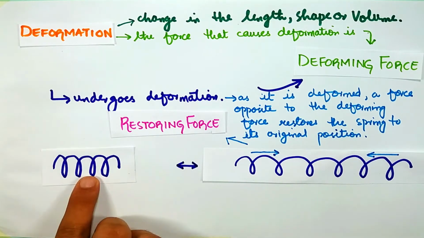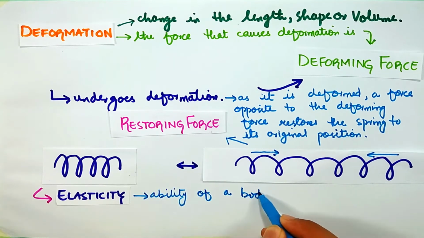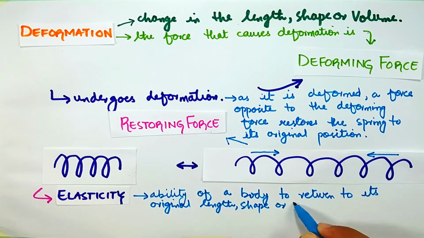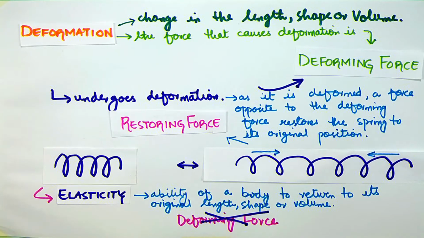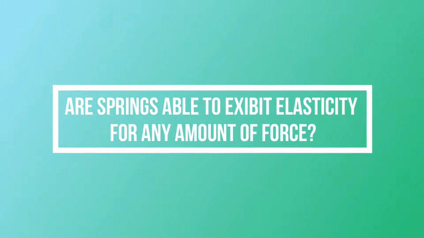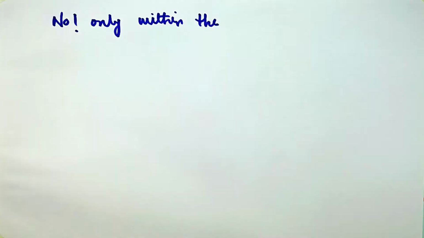We observe that the spring restores its equilibrium or original position when the deforming force is lifted. The spring exhibits elasticity, or the ability of a body to return to its original position when the deforming force is removed. But wait, are springs able to exhibit elasticity for any amount of force? The answer is no, not really.